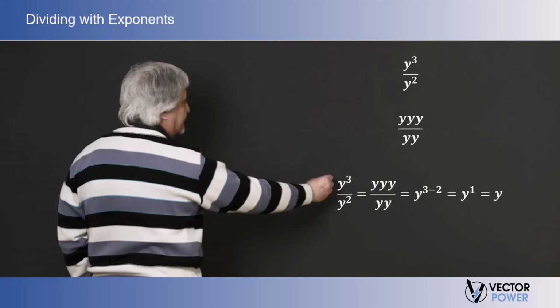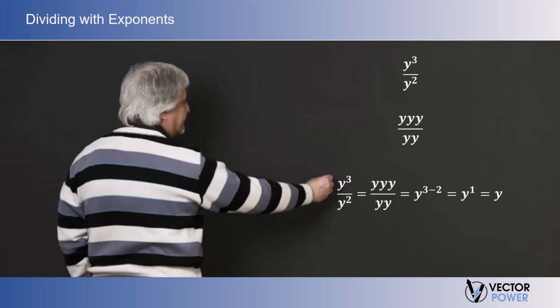So, how do we do this? Let's write out all the multiplies. Now, remove any matching y's that are both top and bottom, because y divided by y would equal 1. And we are left with y. So, 3 y's above the line get reduced by 2 y's below the line, leaving only 1 y.